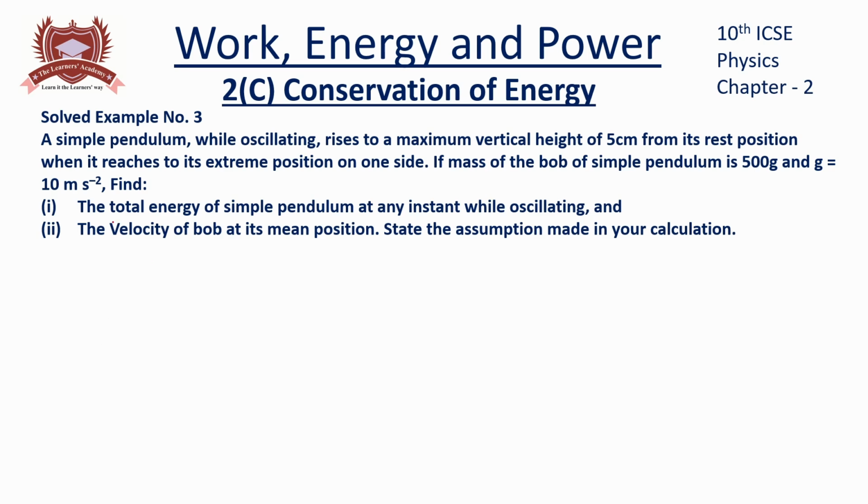We have to find, first, the total energy of the simple pendulum at any instant, and second, the velocity of the bob at the mean position. As discussed in the theory part, we know that the bob would have maximum velocity at the mean position. So effectively this question can be rephrased as: find the maximum velocity that it can reach. This is another way of asking the same question, so please keep it in mind. Whenever they ask you for maximum velocity, they may also ask for the velocity of the bob at the mean position.